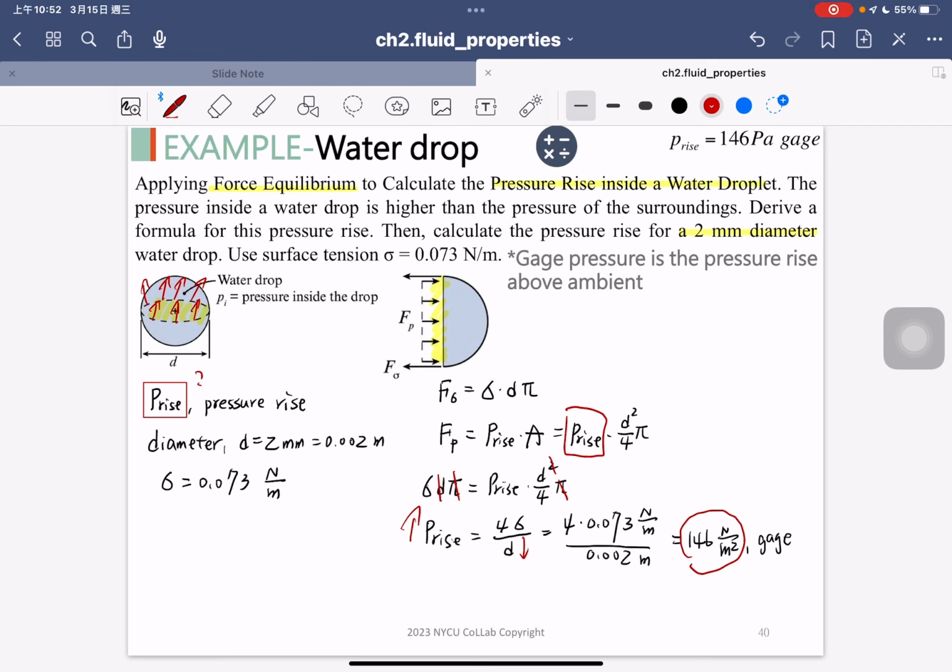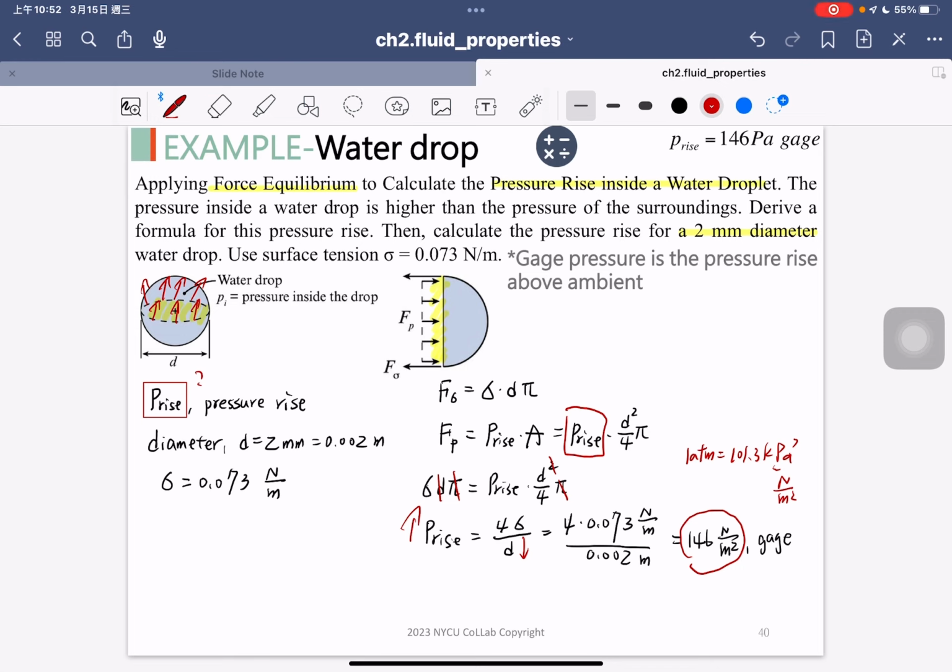Why do I say this is a very small value? Because we know that 1 ATM is equal to 101.3 kilopascals, right? And a pascal is equal to Newton per meter squared. So this number is very small compared to ambient pressure. When we would like to support the bubble formation for the water, the pressure rise requirement is small. We only need a very small amount of pressure rise for the water to become a bubble.